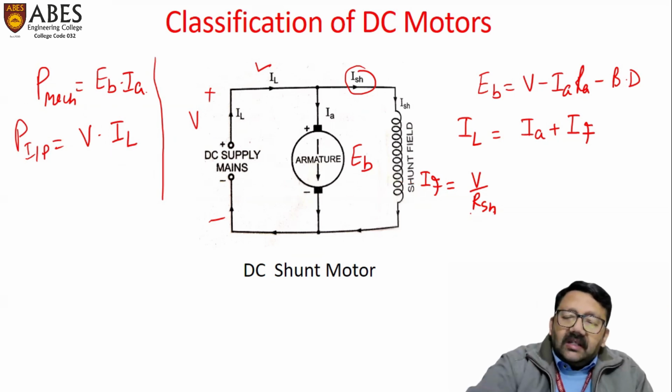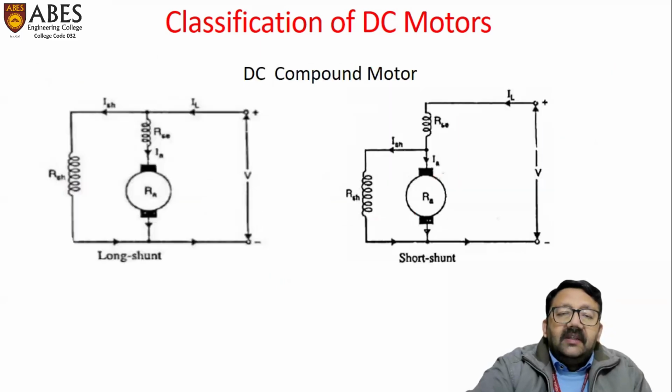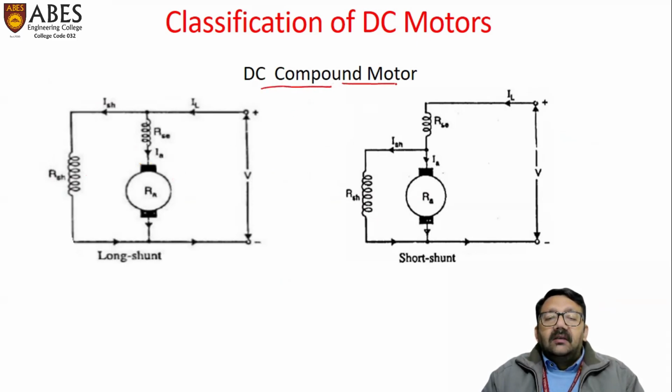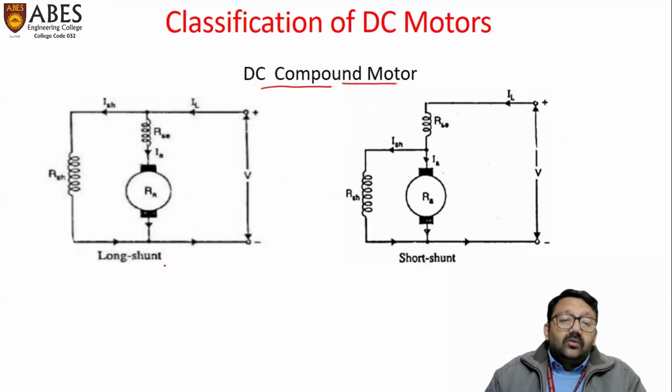Now moving to the next type of motor, that is DC compound motor. So in compound motors, the motor field winding is divided into two parts. One portion is connected in series with the armature forming series field, and another portion is connected across the armature forming shunt field. So in a compound motor there are two field windings, and depending upon the connection of shunt field winding, the compound motors are further classified in two categories.